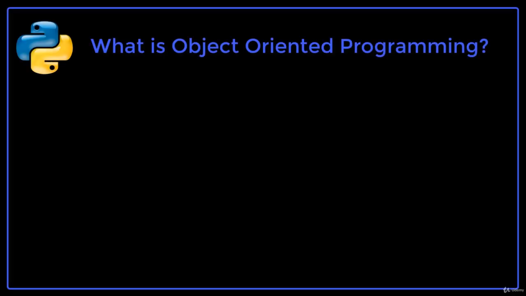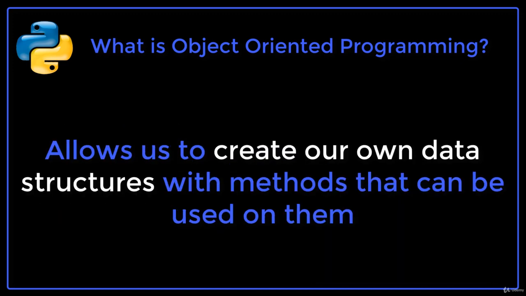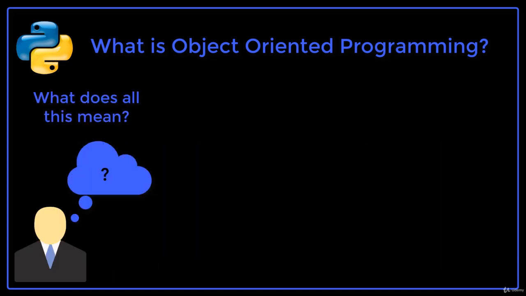In this lecture, we will learn what object-oriented programming is. One of the most important concepts in computer programming is object-oriented programming. You may also see object-oriented programming as the acronym OOP. Object-oriented programming is a type of software design in which programmers can make their own data structures with methods that can be used on them. What does all this mean?